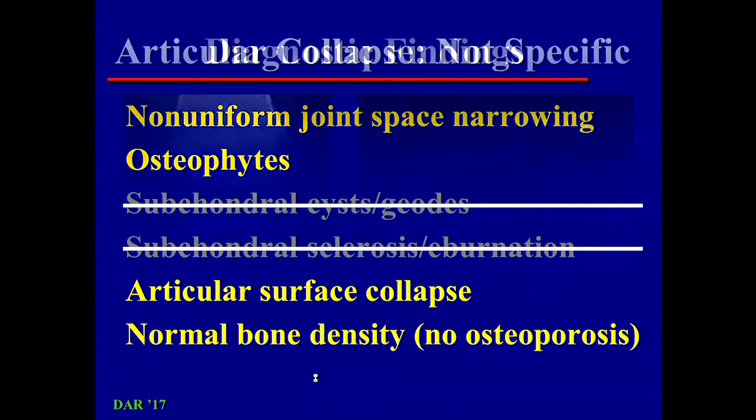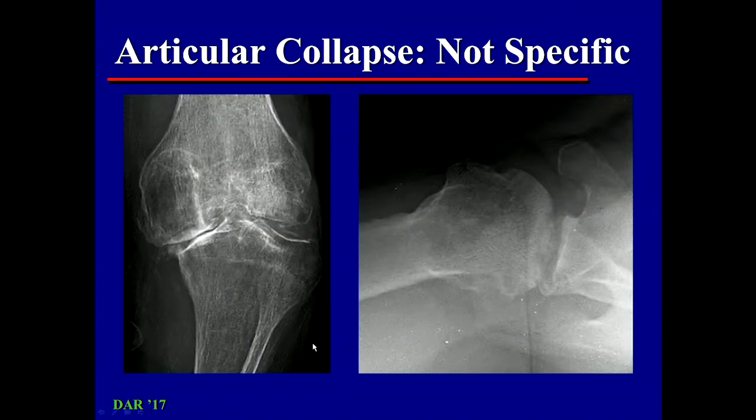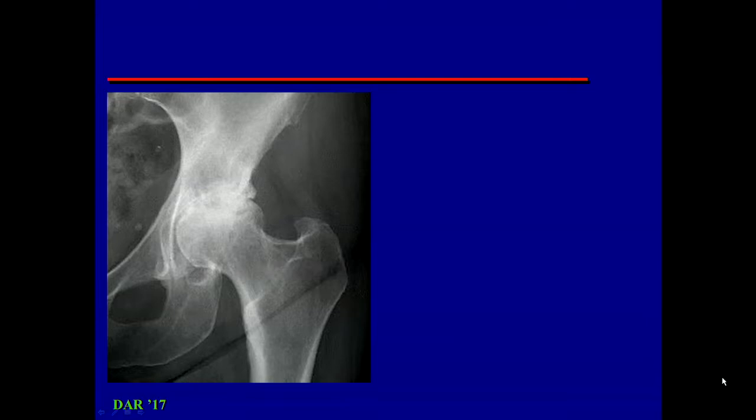What about articular surface collapse? Guess what? Non-specific. So here we have this part of the bone collapsed, in this case due to osteoarthritis, with non-uniform joint space narrowing. In this patient, we have collapse of the humerus, but the joint space is perfectly normal. No osteophytes. This is not osteoarthritis. This is a patient with osteonecrosis.